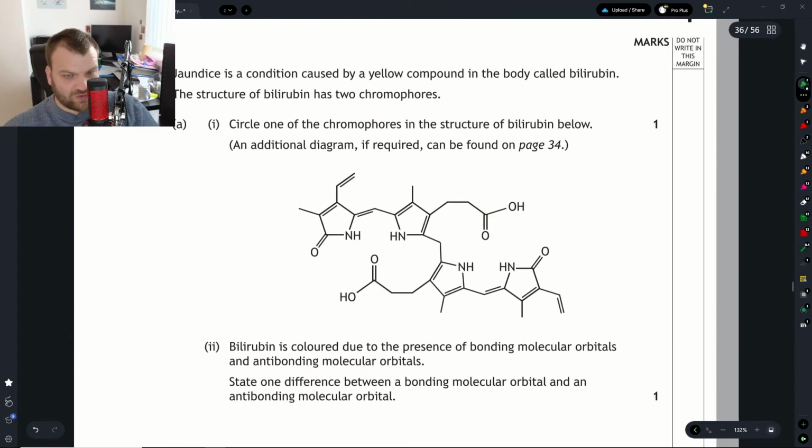Next, we're looking for a chromophore. Chromophores have conjugated systems. And what that means is there's alternating single and double bonds.